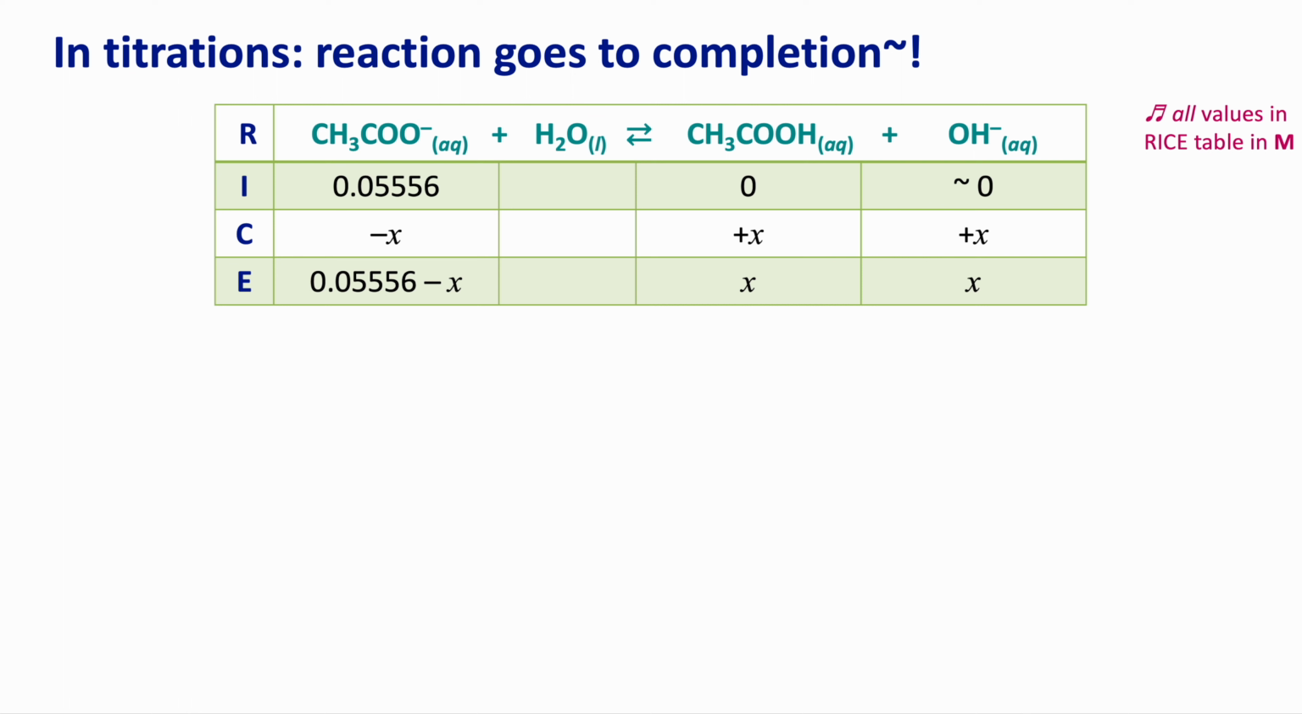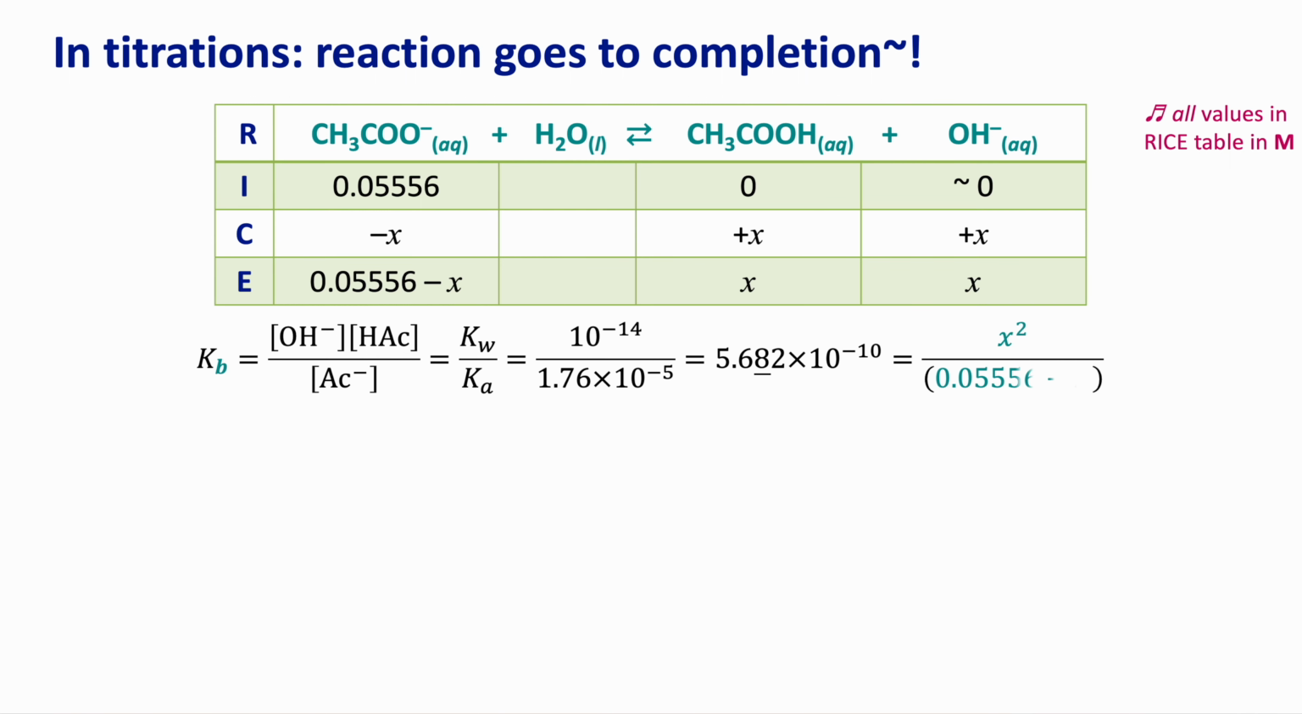Then, since we have a conjugate base, we need to calculate the value of Kb. We don't have the value of Kb, but first we can write it down in terms of the equilibrium expression. We know that the equilibrium expression is products over reactants. Now, the numerical value is given by the relationship Ka times Kb equals Kw, so I can get the value of Kb from there. I know the value of Kw, Ka was given in the problem, and I get a numerical value.